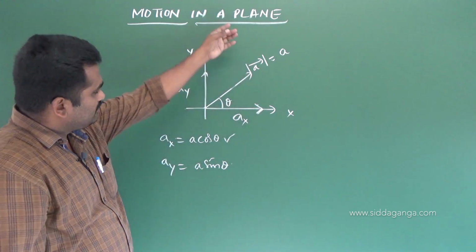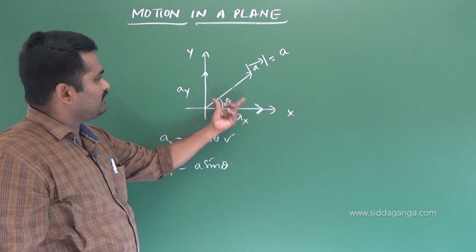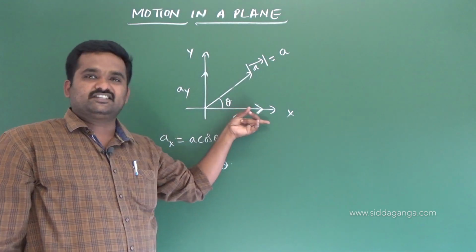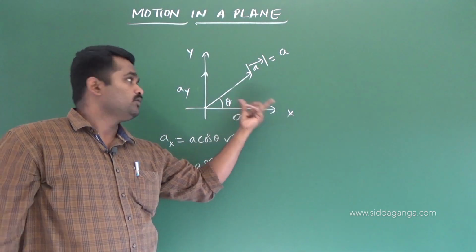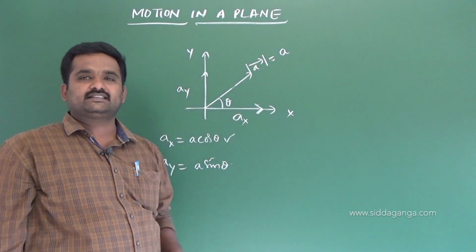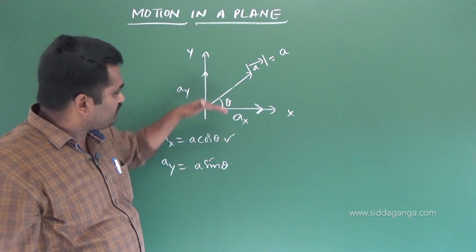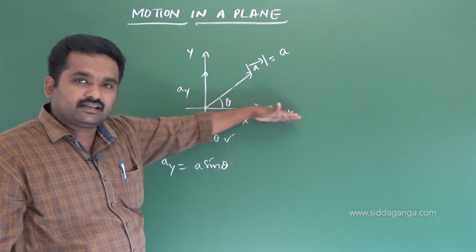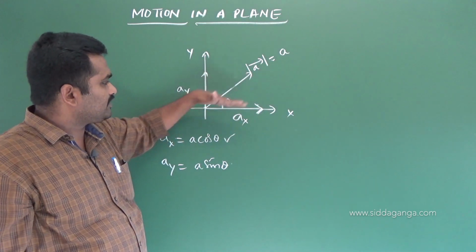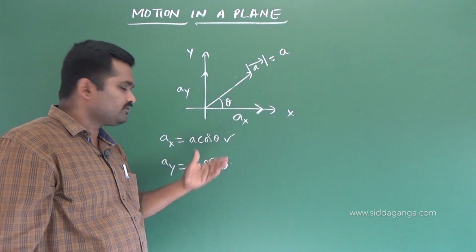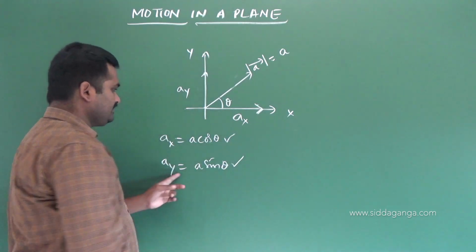You can also call it the component or projection of this vector in this direction. What will be its projection in the x direction? What will be its projection along the y direction? That is even called the component. What will be the component of a bar along the x axis, or what is the projection of this vector a bar along the x direction? Both are the same. Keep it in mind. So now Ax is a cos theta and Ay is a sin theta.